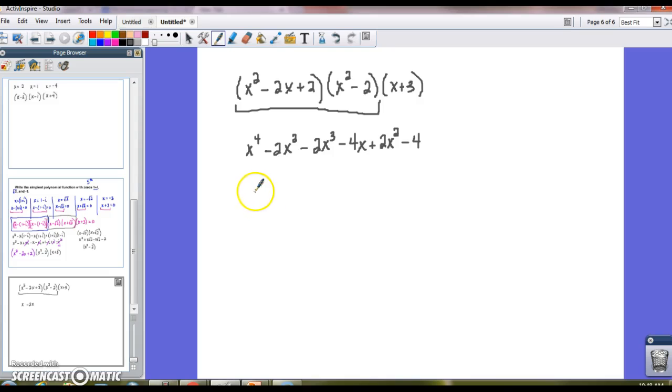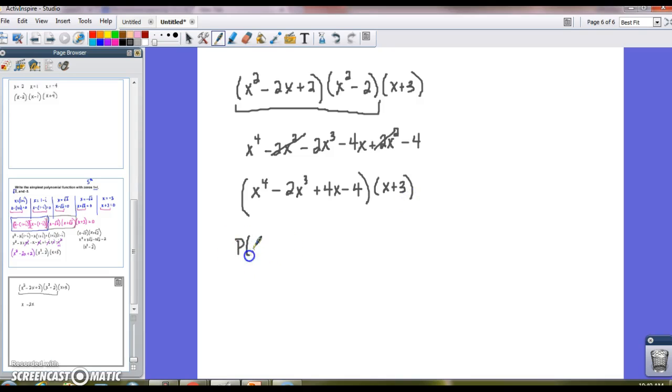Okay, so that would give me x to the 4th minus 2x cubed plus 4x minus 4. This term and this term cancel each other out. And then I have to multiply that by x plus 3.